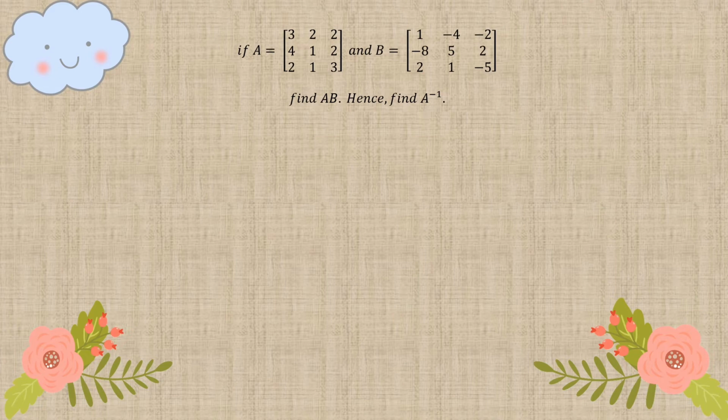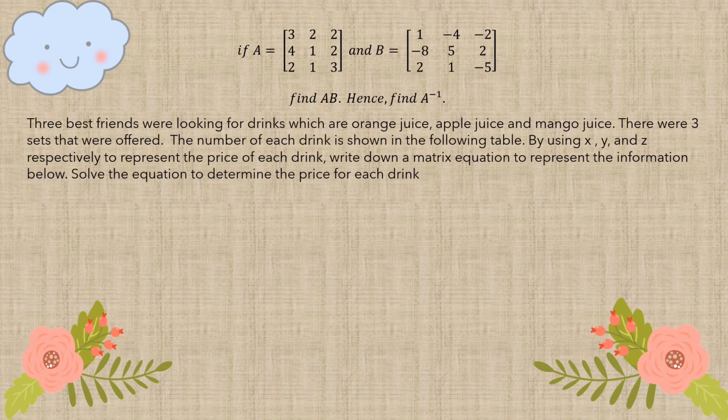Okay, so next, there's another way for us to find the inverse matrix, which is by using the AB equals kI method. However, this method can only be used when we are given two matrices in a question. For example, this question. Matrix A is given such that A equals 3, 2, 2, 4, 1, 2, 2, 1, 3. And matrix B is 1, negative 4, negative 2, negative 8, 5, 2, 2, 1, and negative 5. The question asks us to find AB and then find A inverse. So let's read the question first.